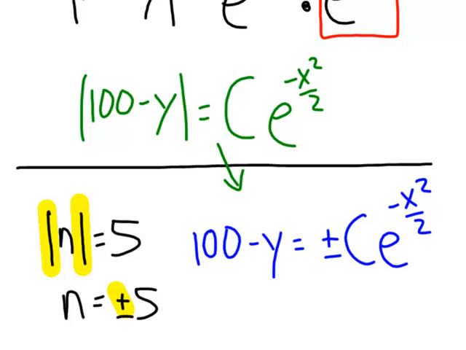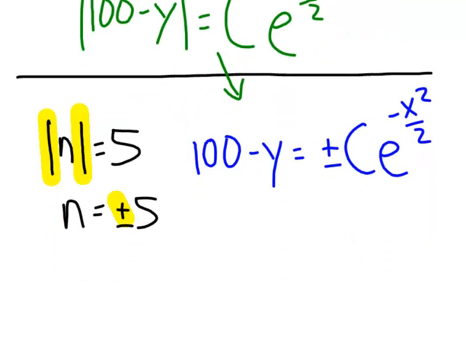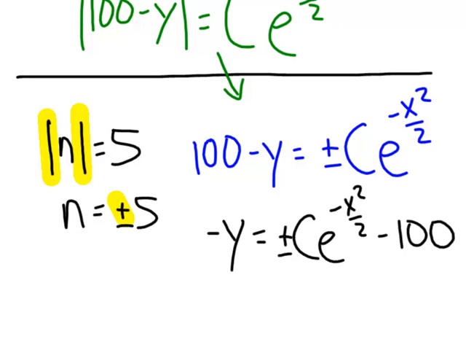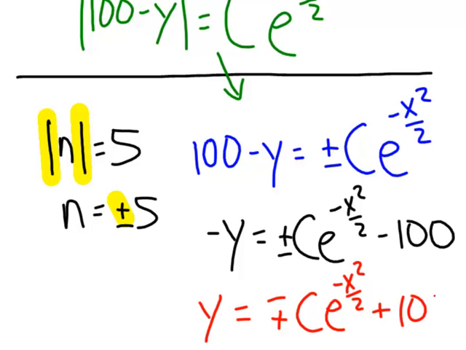Make sense? I'm going to subtract the 100 from both sides. A couple ways you could go about this, but I'm going to subtract the 100 from both sides and then multiply both sides by negative 1. So notice that instead of plus or minus, I put minus plus. I'm not insisting that you do that, but I choose to. And instead of minus 100, it becomes plus 100.